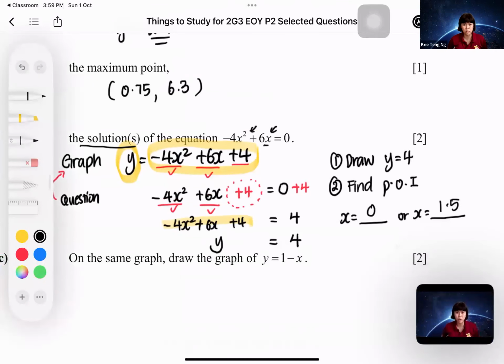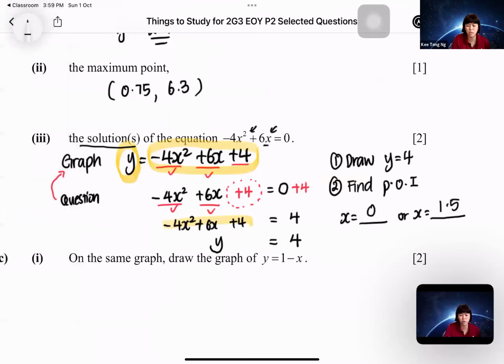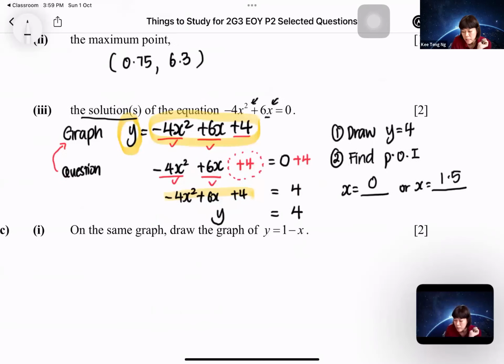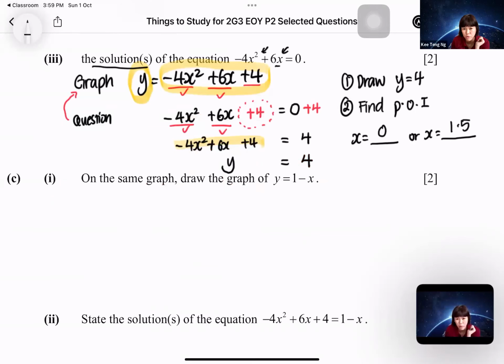Okay, have you gotten the concept? So the idea over here is to change our question to look like the equation in our graph. Then we compare what the y value is. Okay, next part of the question: on the same graph, draw this line.